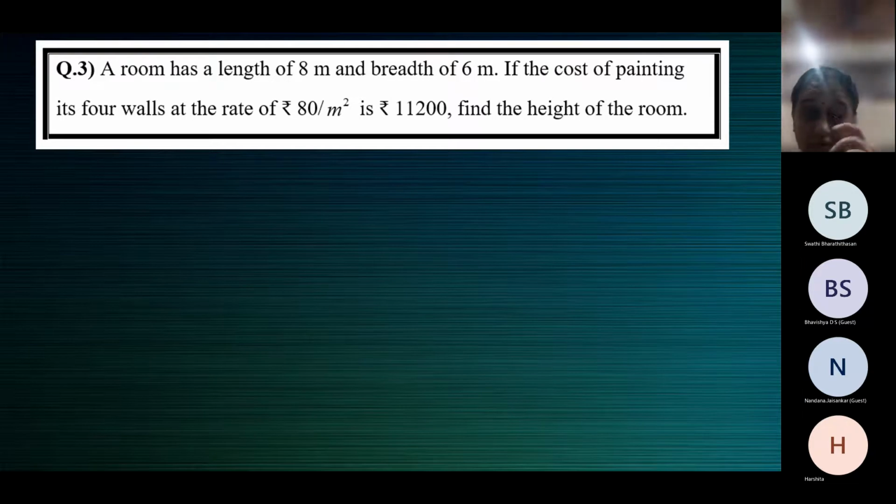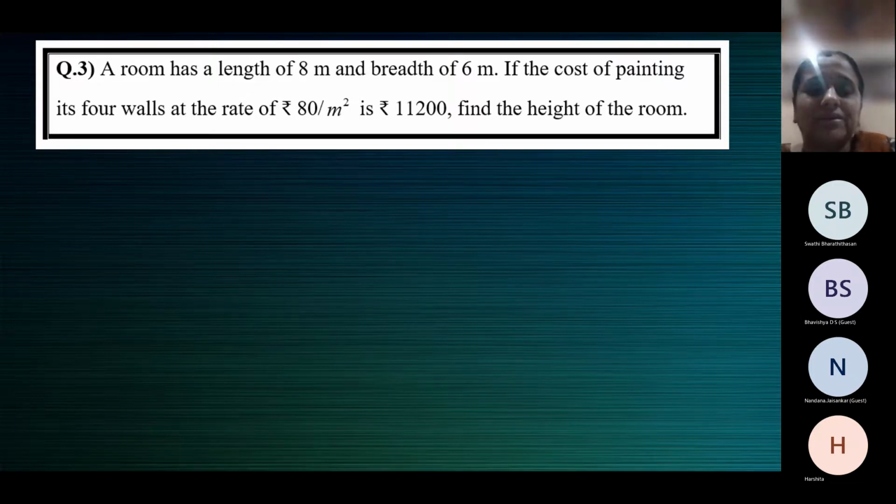All right. Now, what is this rupees 11,200? What do you understand? What does that represent? It's the total amount of money that is spent on whitewashing the wall at a rate of 80 rupees per meter square. Very good. Yes. So rupees 11,200 is the total money spent for painting the 4 walls of that particular room.